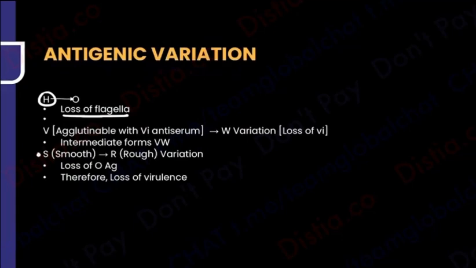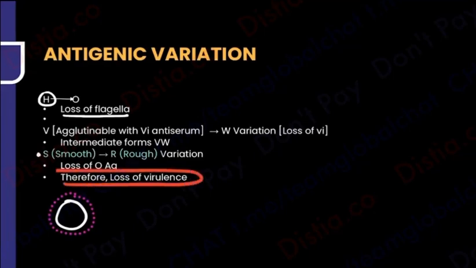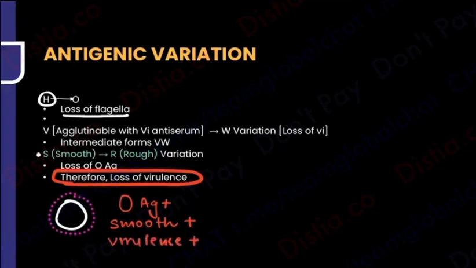If the O antigen is lost, what is the O antigen? The O antigen is the somatic antigen, something to do with the cell wall, isn't it? So till the time the O antigen was present, everything was going very, very smooth. Now when the O antigen is lost, things are going to become rough. Why? Because there is loss of virulence. Till the time the O antigen was present, life was very smooth for the bacteria, because the bacteria had a lot of power. When you have power, life is very smooth.